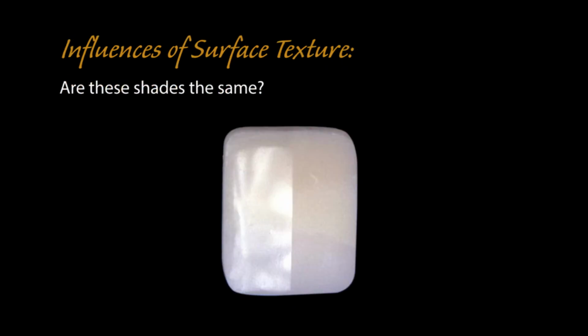Another reference that you have to take into account when taking a shade is the surface texture of the tooth that you're working on. As you notice here is a tab of porcelain. On the right side, we sandblasted the tab and we made it dull. On the left side, we kept the shine or the glaze on it, so it has a shiny look to it. Now look at the difference when you're looking at that.